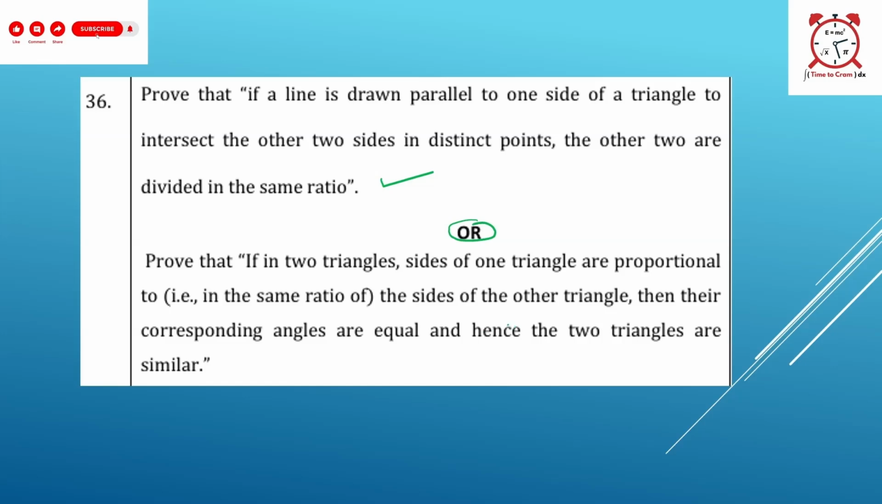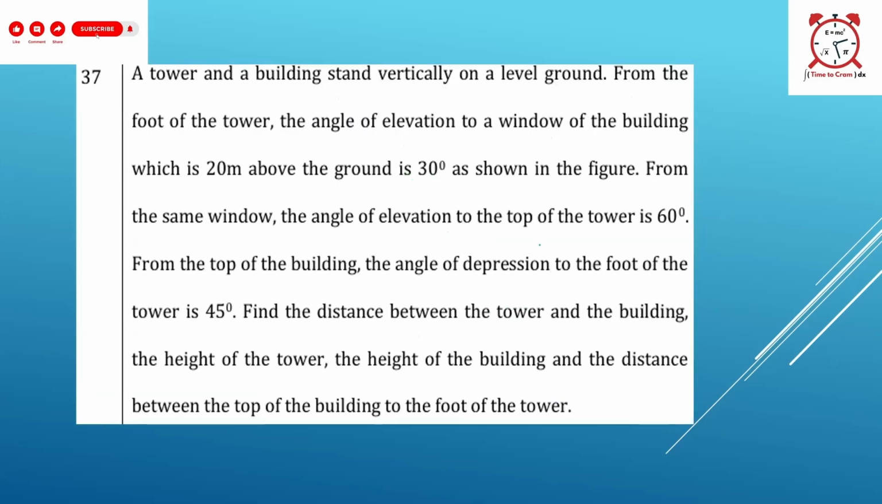Let us go to the next question, 37. This is from distances and heights. It is a very important long question. We have to understand the question properly. A tower and a building stand vertically on level ground. From the foot of the tower, the angle of elevation to a window of the building, which is 20 meters above the ground, is 30 degrees, as shown in the figure.